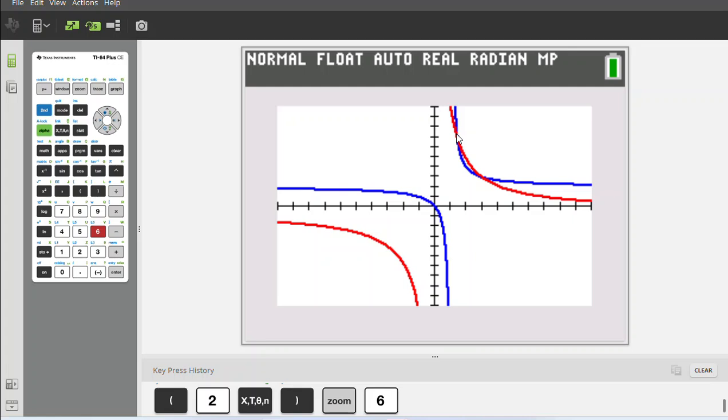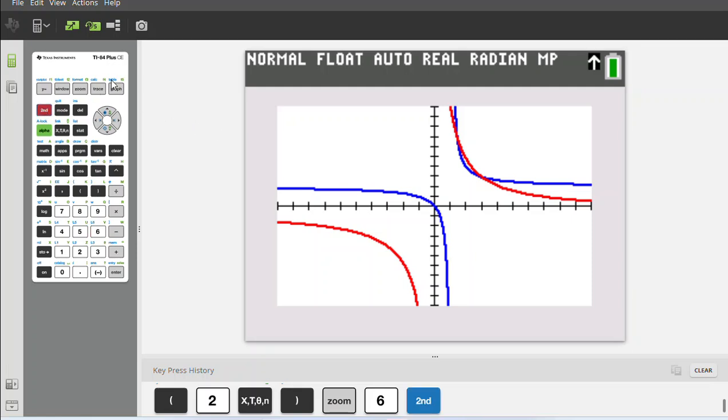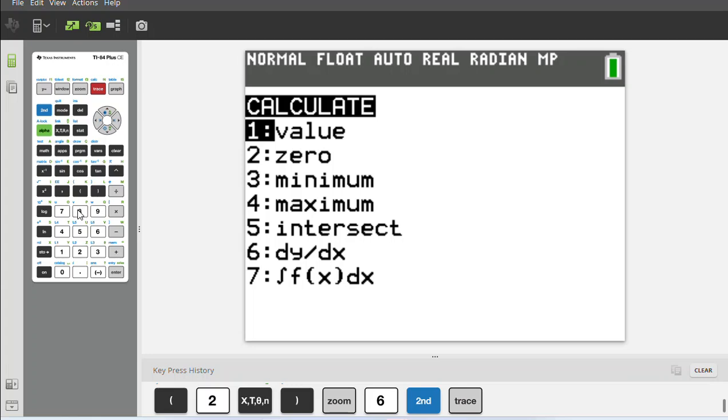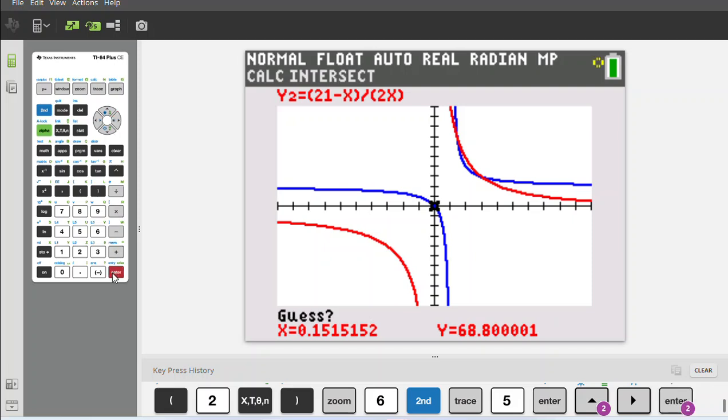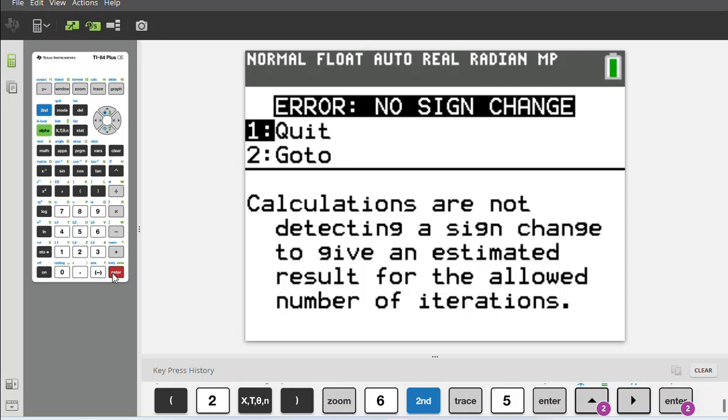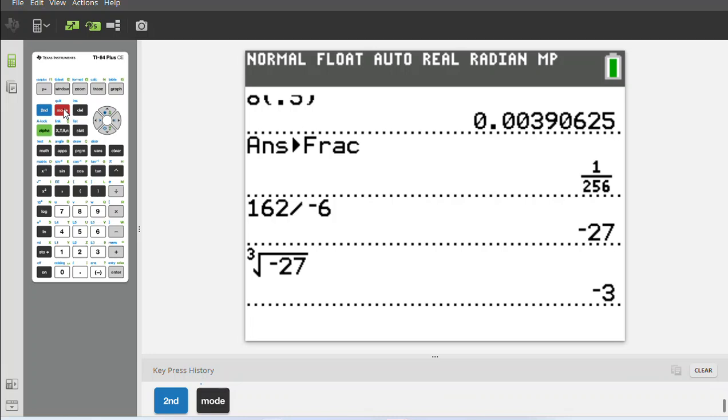Did you do Zoom standard? Oh, yeah. Alright guys, let's see if this is going to work or not for me. Okay, if it doesn't, we have another method. Are you going to solve my problem or give me a new one? Yeah, go for it. Okay. Second, calculate, intersect, enter. Oh, second curve. Maybe it wants us to move up to it because it's like not in the right place. Second curve. Did it even move? Enter, enter. All right.